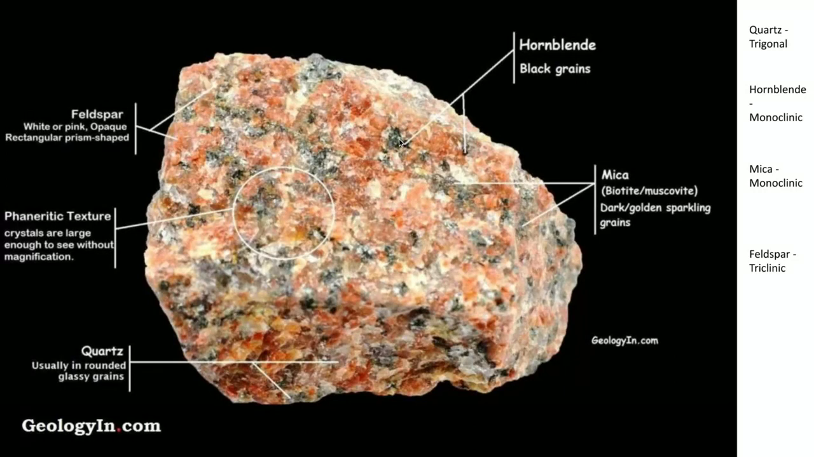So here's a mineral grain of hornblende. Here's another mineral grain of hornblende. Each one of these tiny little black dots is a mineral grain of hornblende. All of the little pinks that you see scattered around are mineral grains of feldspar. Everywhere that you see these pink dots, those are feldspar grains. The darker golden sparkling ones, those are your mica. So there's a mica grain, there's a mica grain. All right, you get the idea.